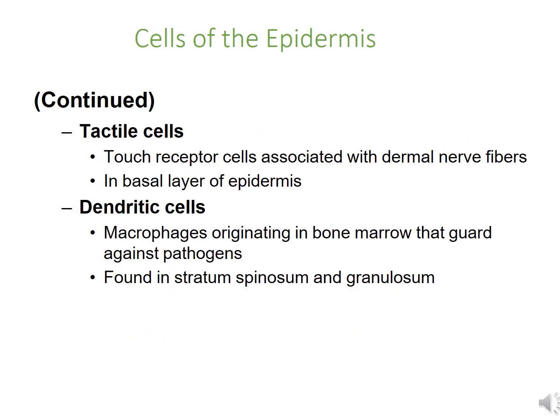Cells of the epidermis, continued. Tactile cells are touch receptor cells associated with dermal nerve fibers, found in the basal layer of the epidermis. Dendritic cells are macrophages originating in bone marrow that guard against pathogens. They are found in the stratum spinosum and granulosum.